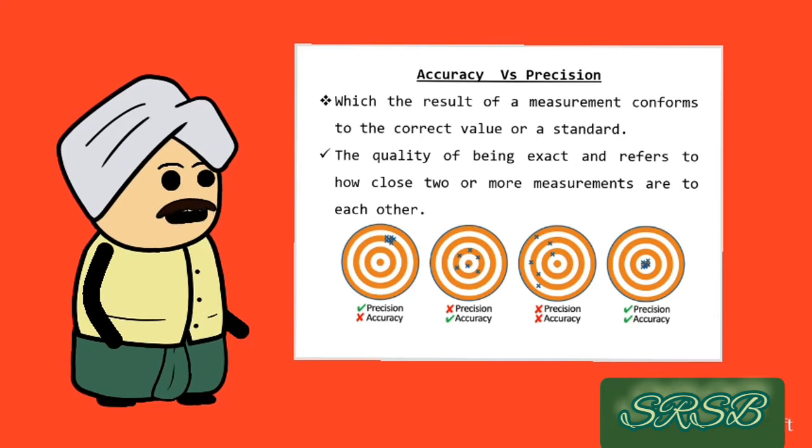Differentiate accuracy and precision. Accuracy is whether the result of a measurement conforms to the correct or standard value. Precision is the quality of being exact and refers to how close two or more measurements are to each other. So you have to take measurements a number of times and check whether the instrument gives an accurate and precise value.